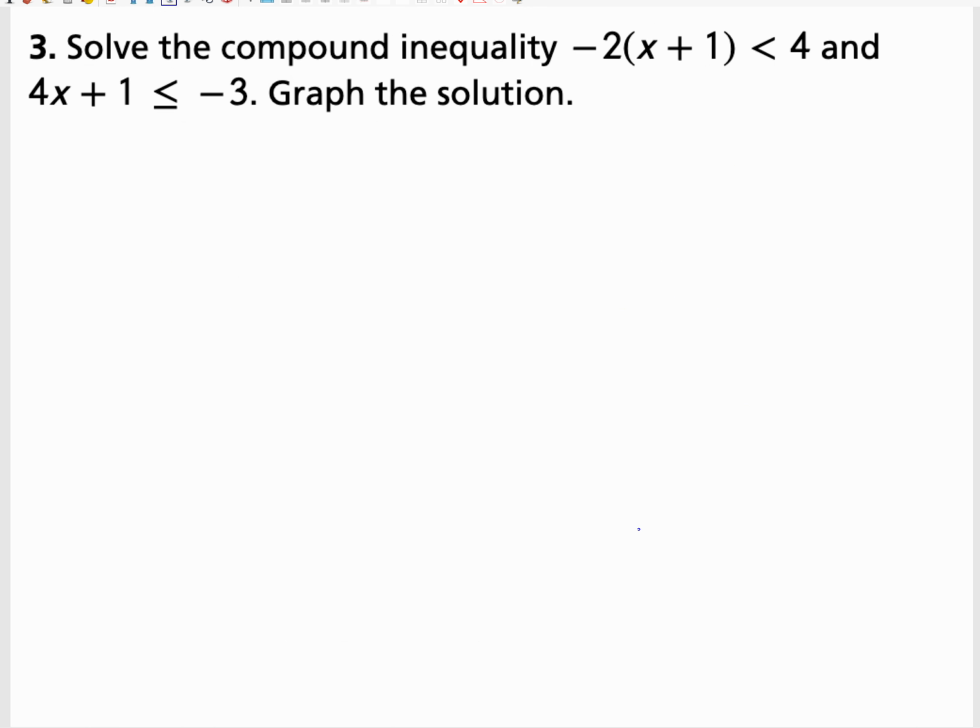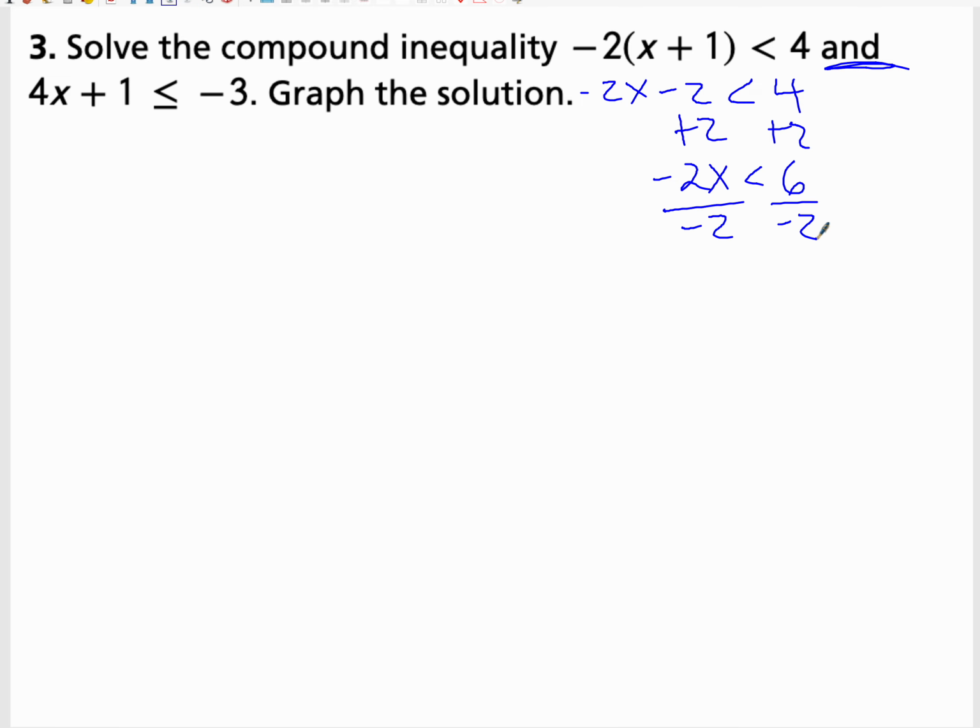Let's do this one. So now this time they give us two different statements, but they join those statements by "and," so we kind of know what our solution set should look like if it's an "and," right? It's got to meet both conditions. And so negative 2x plus 1 is less than 4. Negative 2x minus 2 is less than 4. Add 2, so negative 2x is less than 6. Divide by negative 2, so x is greater than negative 3.